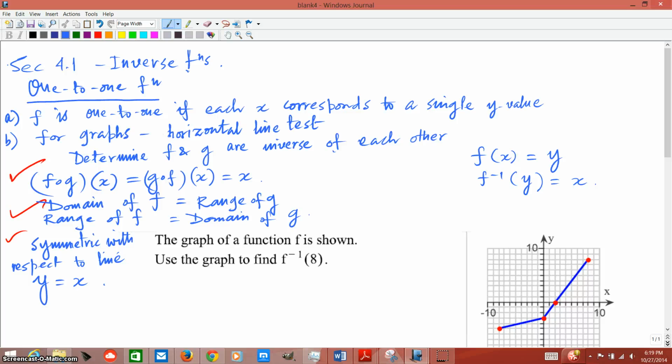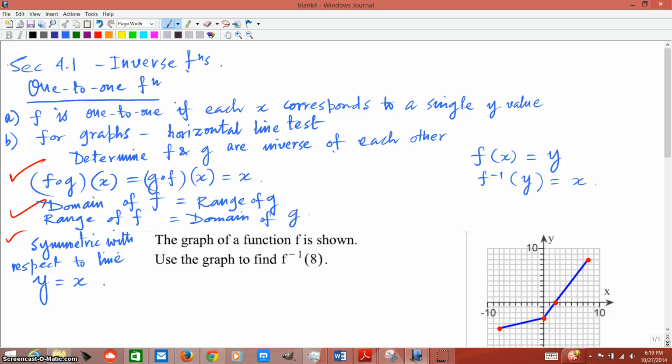Hi, I'm going to work out section 4.1 of Lyell's eText or section 2.1 from your hard copy of the book, which is about the inverse functions. The one-to-one function is the most important concept of this particular section. So to determine if a function is one-to-one, you do need to find out whether each x corresponds to a single y value or not.